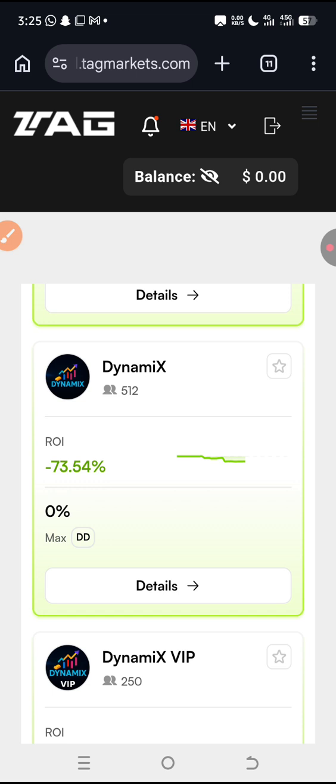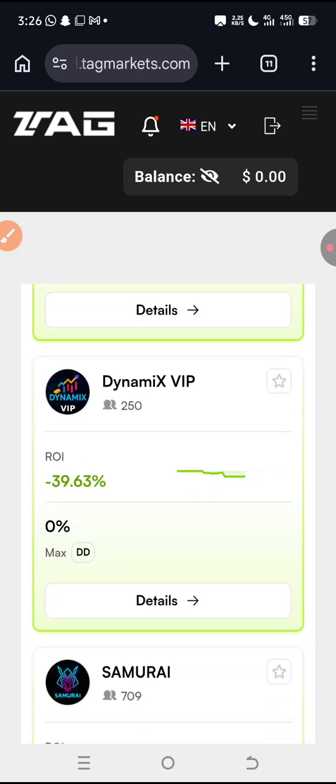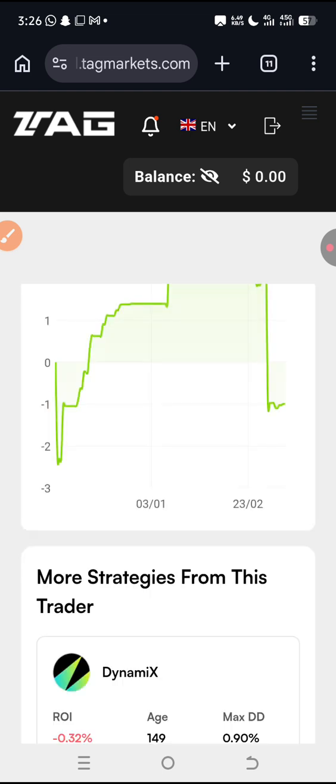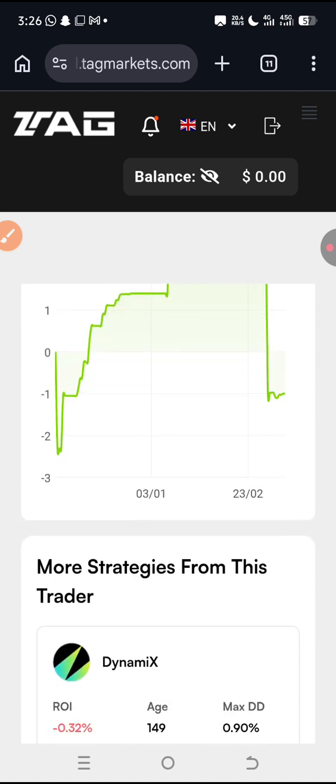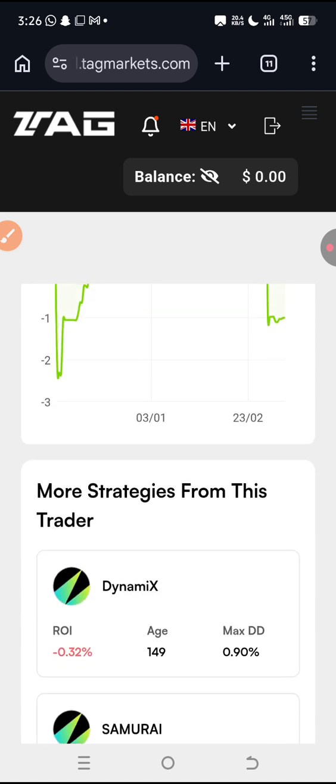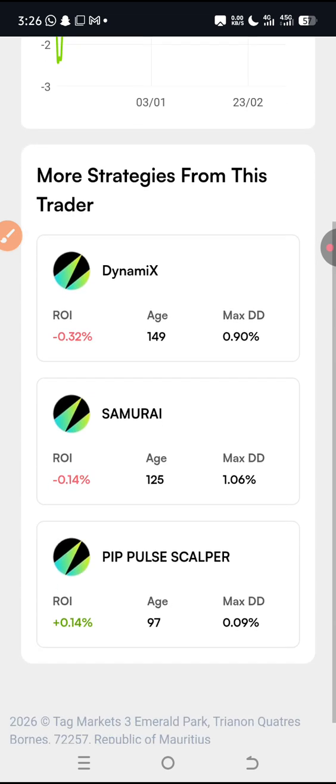We have Dynamix, and the ROI is minus 73.54. And this one is also minus. I keep wondering why they are minus. See, they fell. Most strategies from this trader.